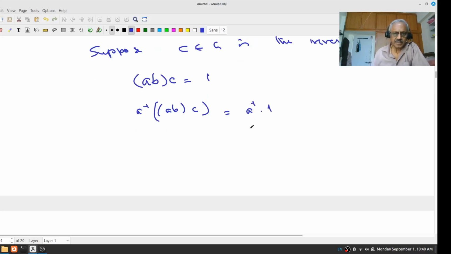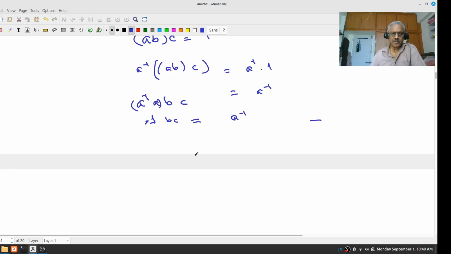Is that clear? But what is this? This is A inverse. Right? But this, using associativity and the general law, is A inverse A, B, C. Now I can group A inverse A together. But what is that? That is 1 times BC. Therefore, what I get is BC is A inverse. Do you understand this?